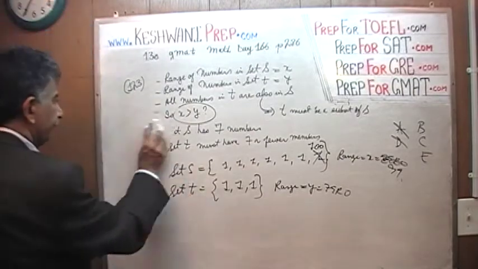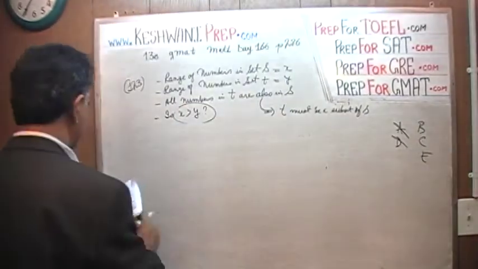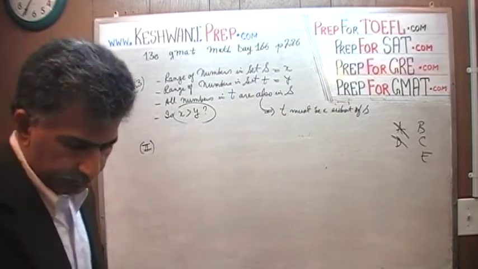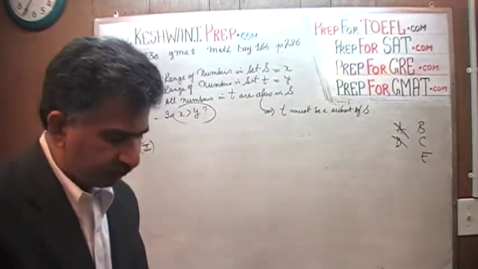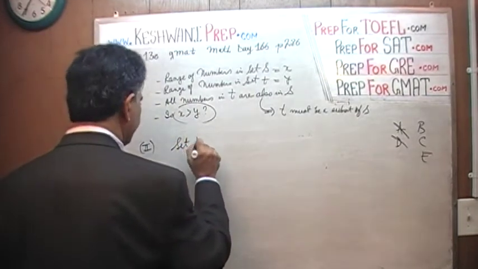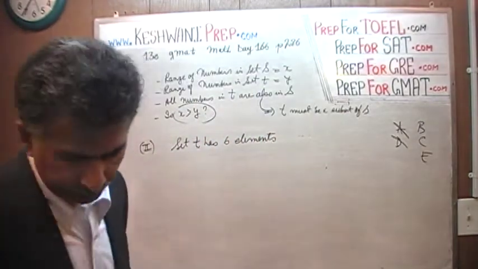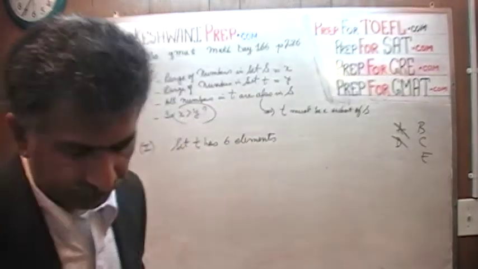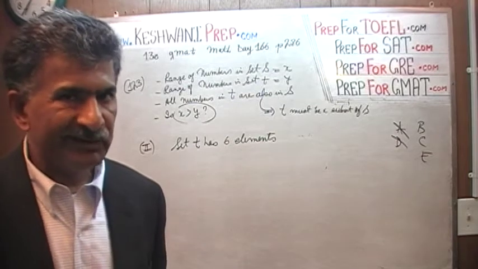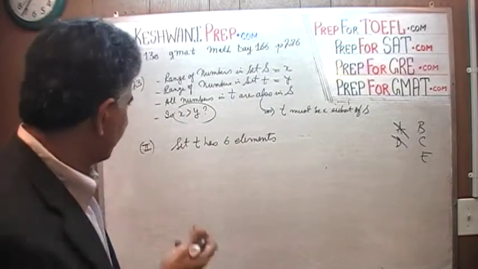Let's look at the second statement. In the second statement they tell us that set T has 6 elements. As I said, they are referred to as elements, or members. Here, because these members happen to be numbers, they just call them numbers, but like I said, they could be anything. So set T has 6 elements.